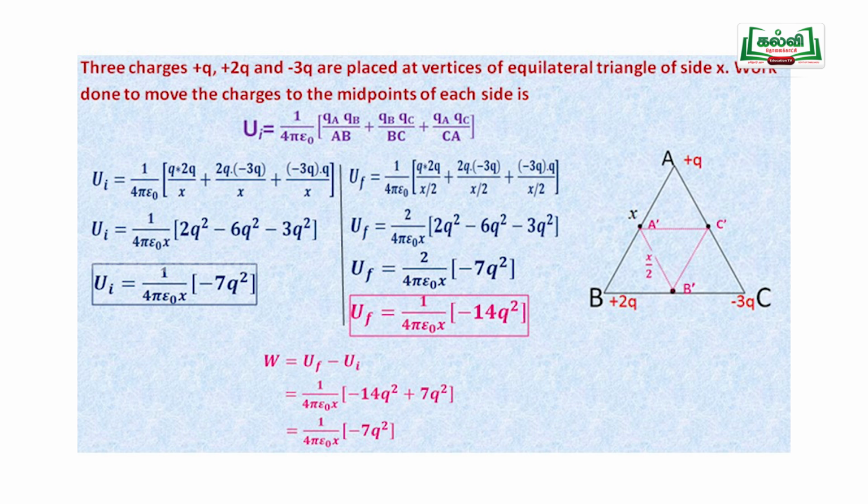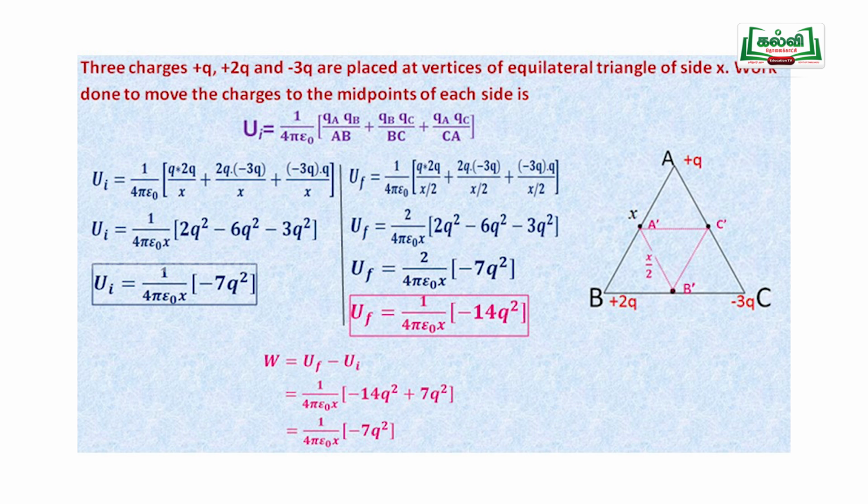Work done to assemble the charge configuration is potential energy of final configuration minus potential energy of initial configuration. Here the initial configuration is a bigger triangle. In this case, it is an equilateral triangle, so the distance between the charges is the same.